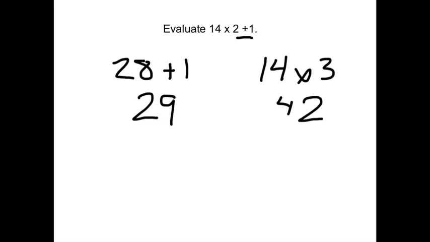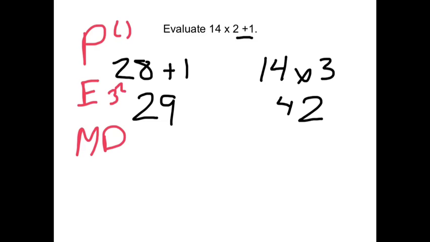This is where we talk about order of operations, and the order of operations is called PEMDAS. So parentheses are always first, exponents are always second, and exponents are like 3 squared. Multiplying and dividing are always third, and then last is adding and subtracting.